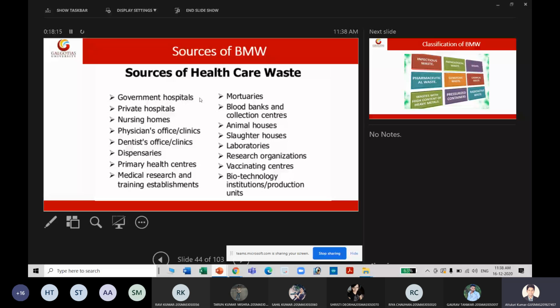This will be one important question for you. I will ask what are the sources of healthcare waste. Then you should write this answer. Healthcare waste will be generated from government, private, nursing, physician, dentists, dispensaries, PHCs, mortuaries, blood banks, slaughterhouses, laboratories, vaccine centers. These are the sources of healthcare waste. Next, classification of biomedical waste. So the next topic will be classification of biomedical waste.